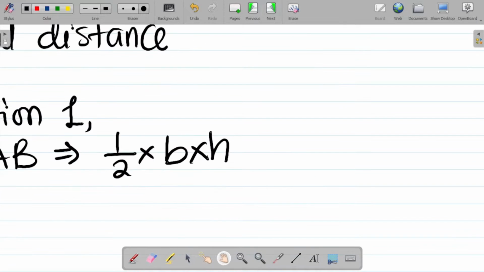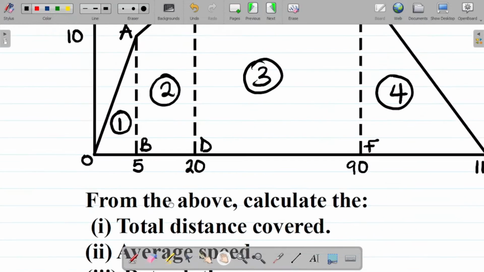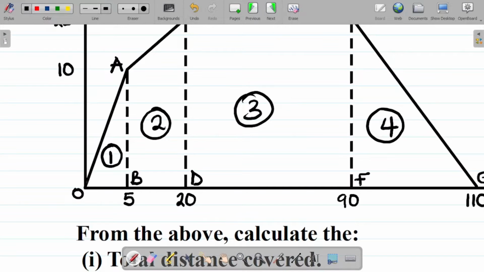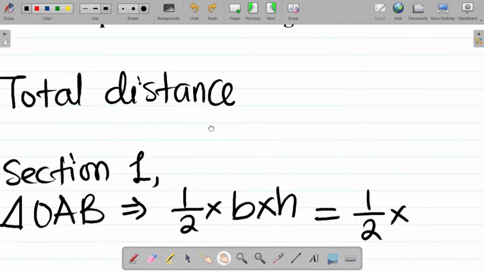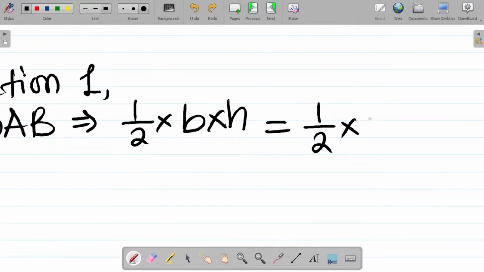So let's get the base of the triangle and the height of the triangle. It becomes half times, what's the base? If I look at this triangle here, it starts from this point here, 0, and it ends at this point, 5. So the base of this triangle is simply 5 minus 0, which is 5. So half times the base, 5, times the height of the triangle.